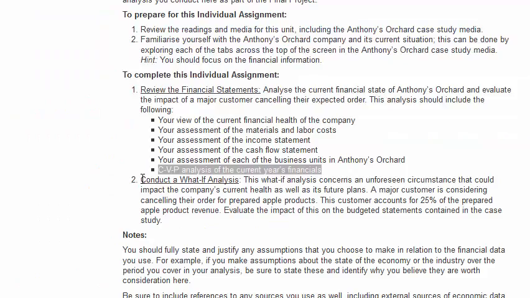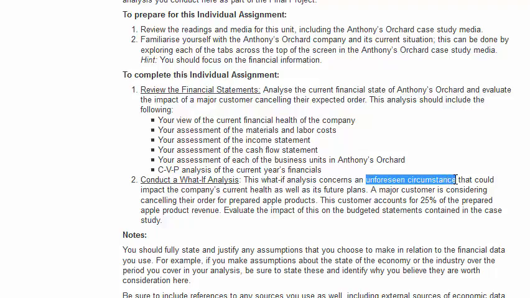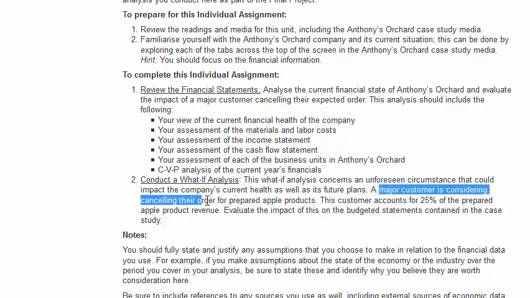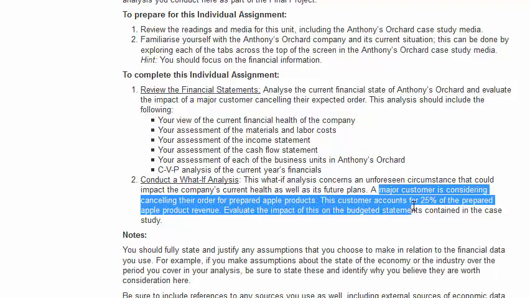The second part of the assignment requires you to conduct a what-if analysis. For doing this, you have to look at an unforeseen circumstance that may result in changes to the budget that is already made by Anthony's Orchard. So what is the unforeseen circumstance? A major customer is considering cancelling their order for prepared apple products, and this customer accounts for 25% of the prepared apple product revenue. You already have the information about the sales volume and the total revenue of this item. So if that customer cancels the order, the sale of the prepared apple product simply reduces by 25%.